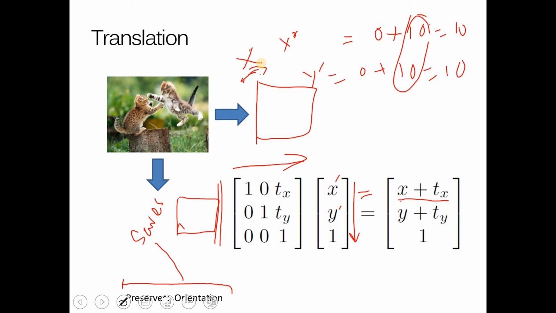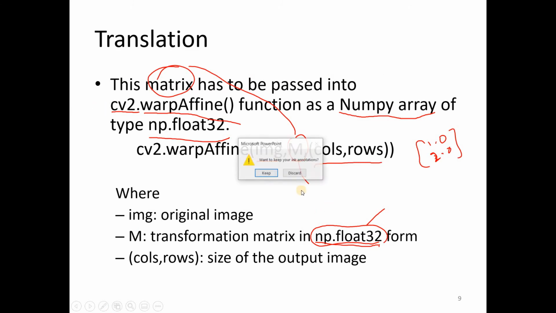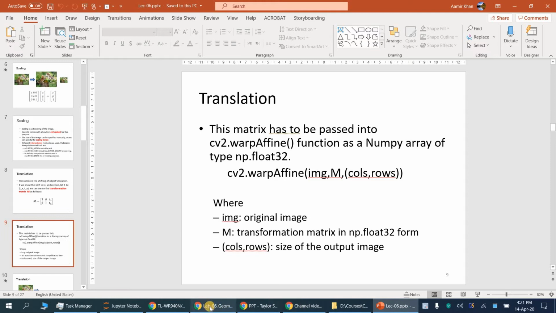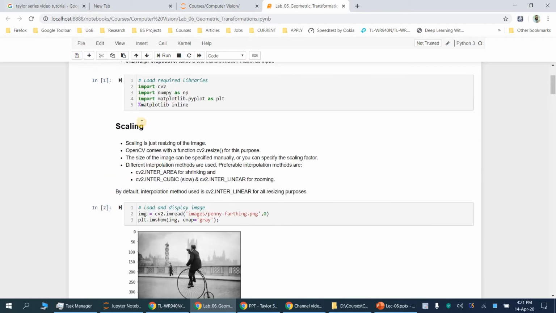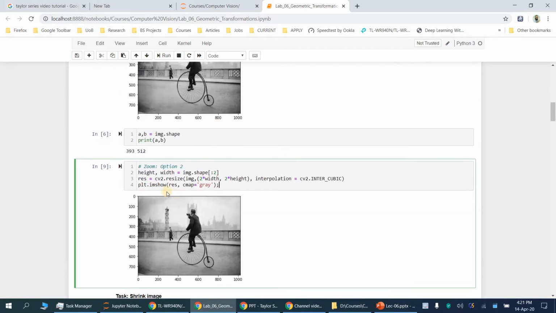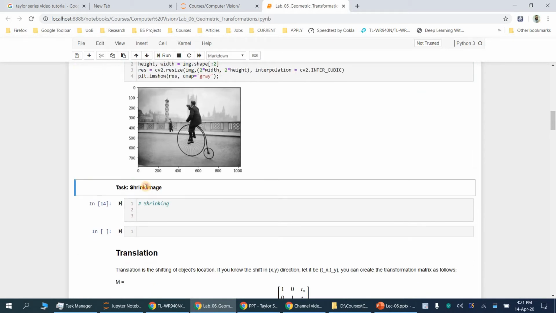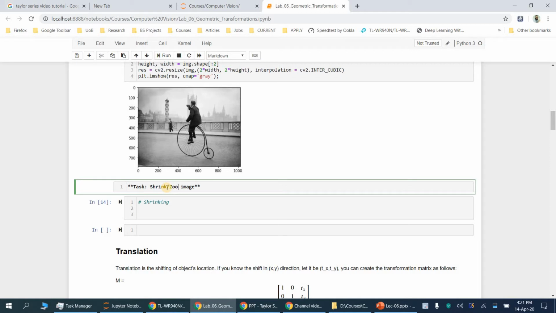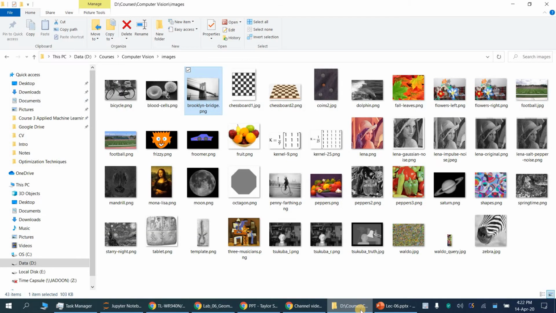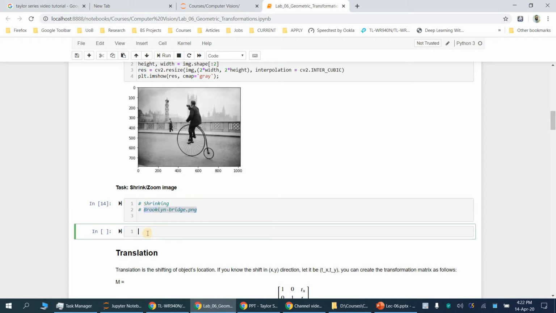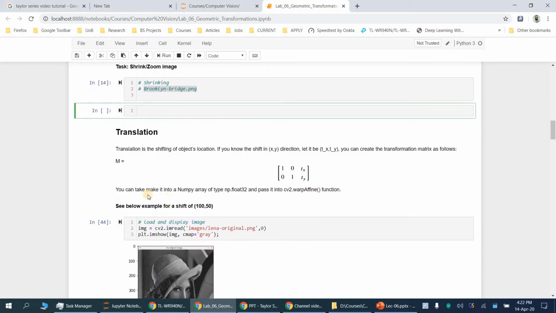So this is translation. This time we will go through the examples closely, so let's go to the lab work now. Here is the translation part. Last time we did the exercise for shrinking and zooming, scaling. Your part of the exercise is to shrink and zoom the image, and the image will be the Brooklyn Bridge image, I think Brooklyn Bridge .png. You have to remember this: you will use this image for shrinking and then for zooming. The same image you will use here also for your practice of translation.